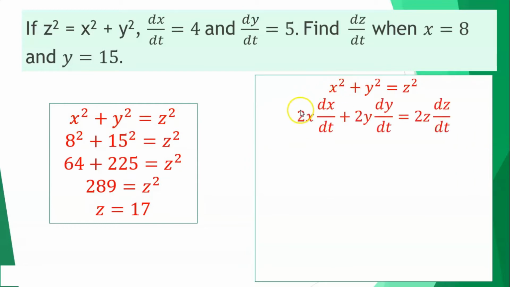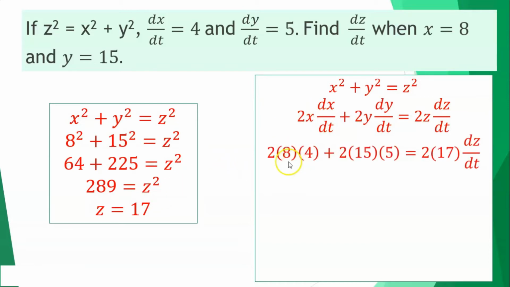Derivative of x squared is 2x dx/dt, derivative of y squared is 2y dy/dt, and the derivative of z squared is 2z dz/dt. Now at this point, we will substitute. Now take note, the value for x here is 8, dx/dt here is 4, the value for y is 15, and dy/dt is 5. Now we solved the value for z as 17, and we are solving for the rate dz/dt.